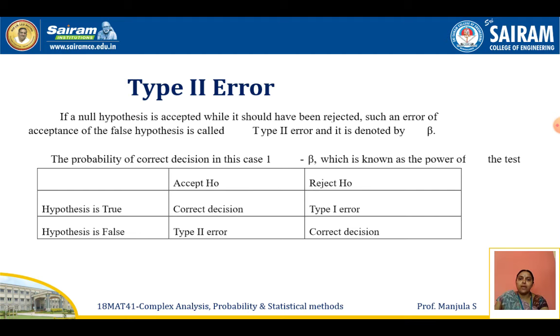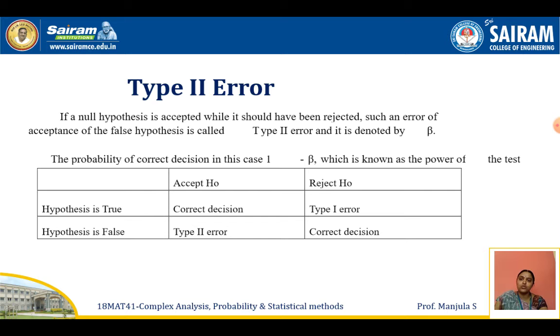Now we'll see about type 2 error. If a null hypothesis is accepted while it should have been rejected, such an error of acceptance of the false hypothesis is called the type 2 error and is denoted by beta. The probability of correct decision in this case is 1 minus beta, which is known as the power of the test. We can explain this by taking this chart.